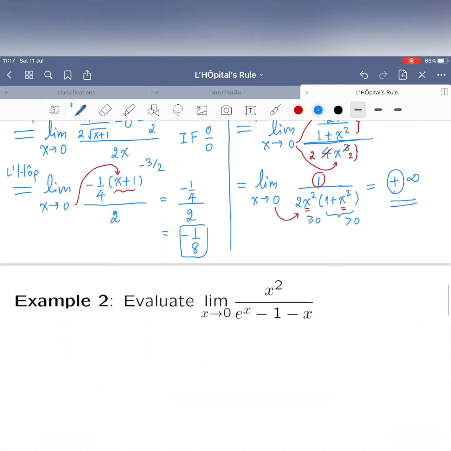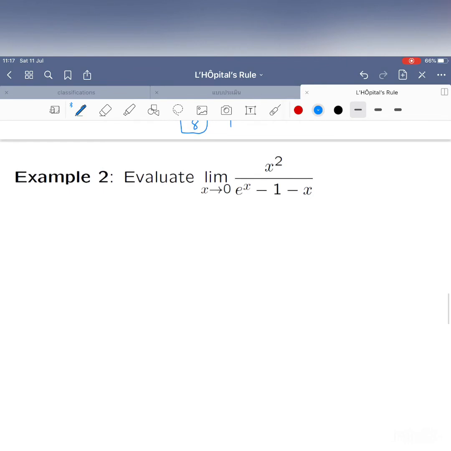Look at some other example, for example, this one. If you need to evaluate this limit, on the top, as your x goes to 0, x squared is 0. As your x goes to 0, e to the 0 is 1. So 1 minus 1 is 0 again, and then this one is also another 0. So you have the indeterminate form, 0 over 0.